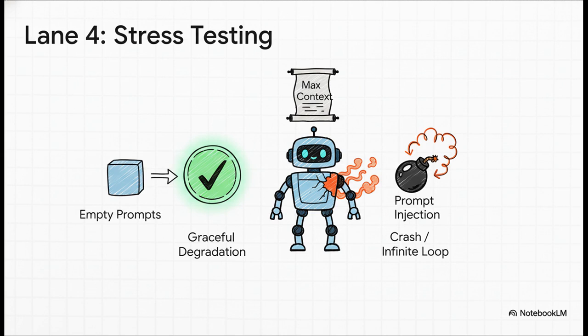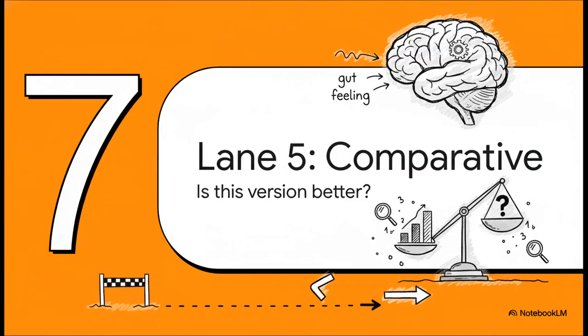You're not looking for perfection here. You're looking for what we call graceful degradation. Does it fail safely, or does it completely crash, get stuck in a loop, or let someone bypass all its safety features?